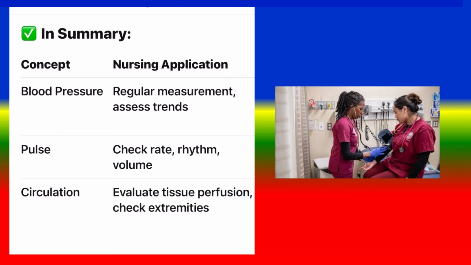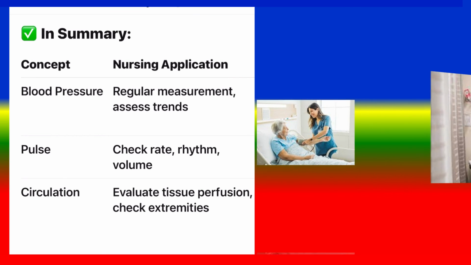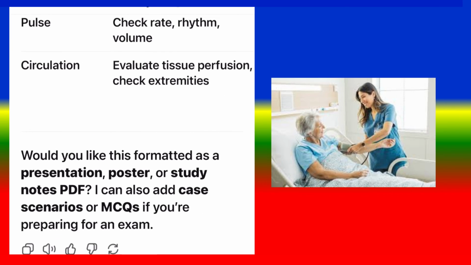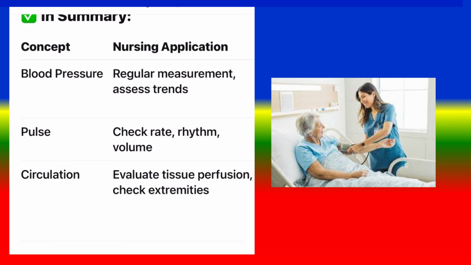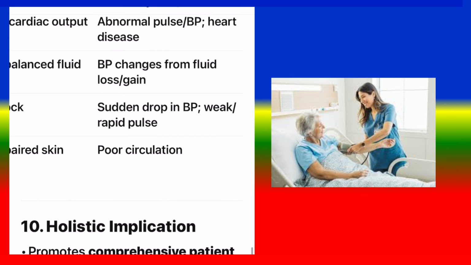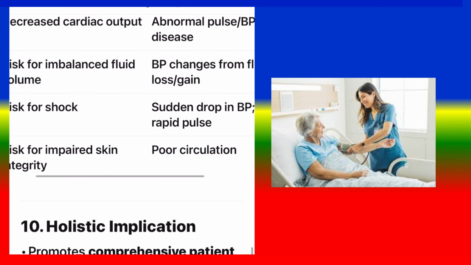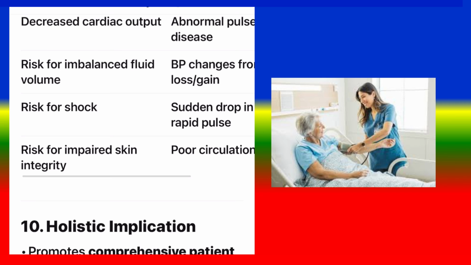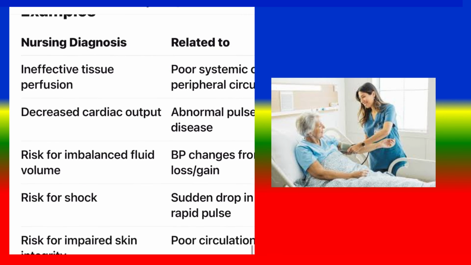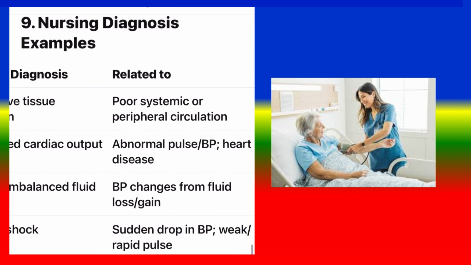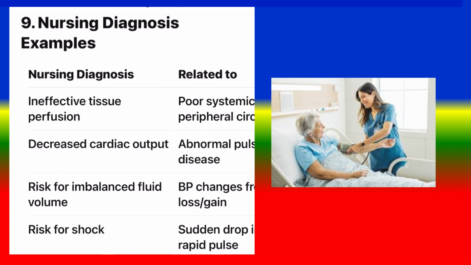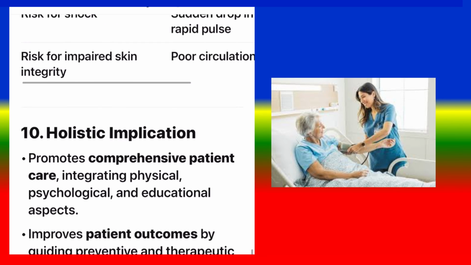In summary: concept, nursing application, implication. Blood pressure: regular measurement, assess trends, guides treatment, identifies hypertension or hypotension. Pulse: check rate, rhythm, volume, detects arrhythmias, shock, cardiac distress. Circulation: evaluate tissue perfusion, check extremities, prevents complications, supports diagnosis and care planning.